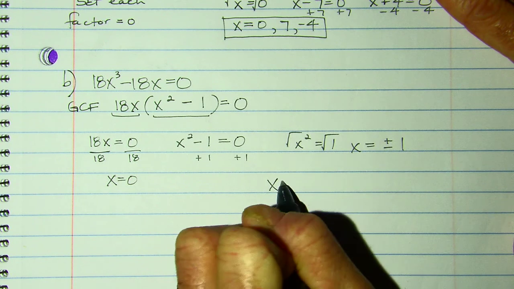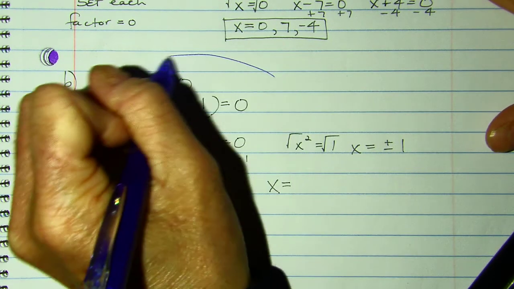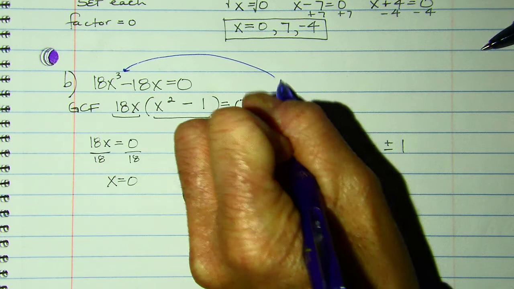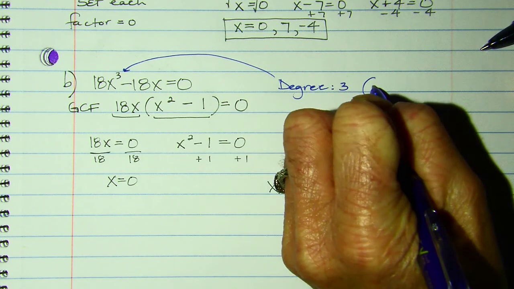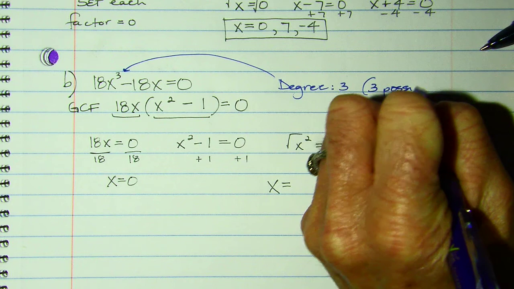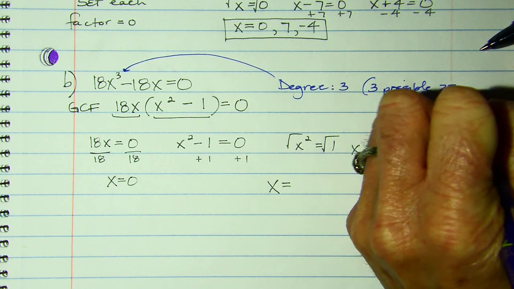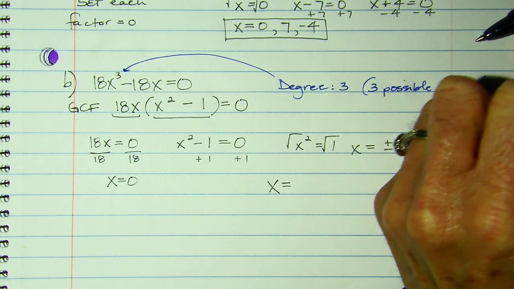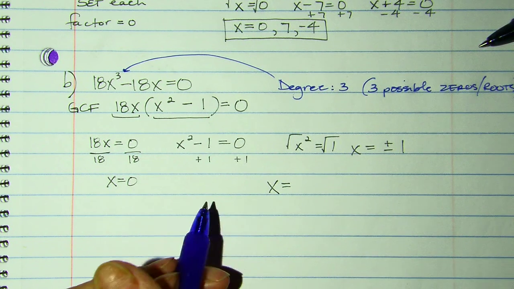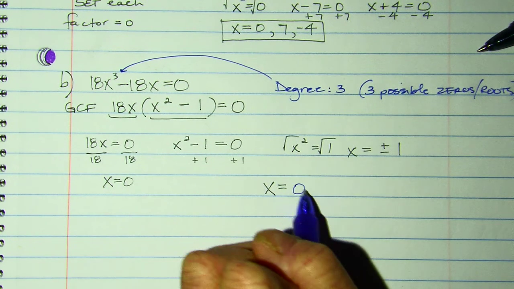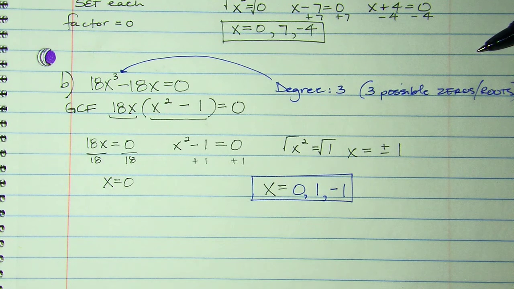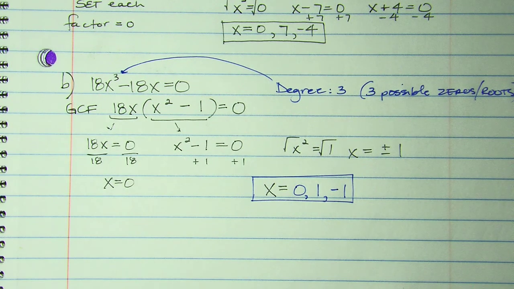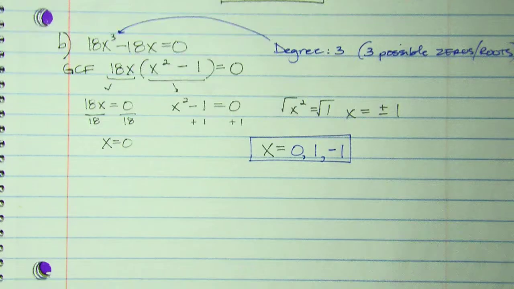So I have 3 solutions because my degree is 3. So 3 possible zeros or roots, and we just found all 3, right? 0, 1, and negative 1. Okay. So these are really important steps that we're going to follow. All right, next one.